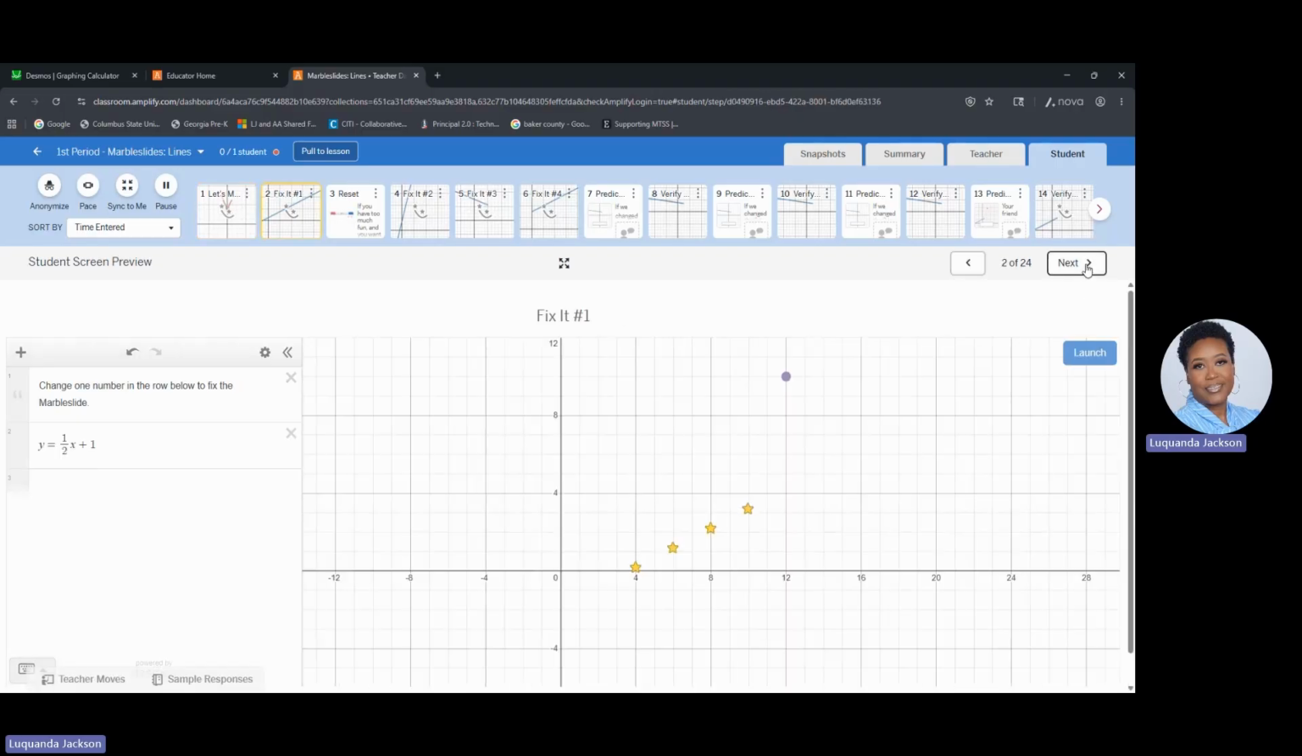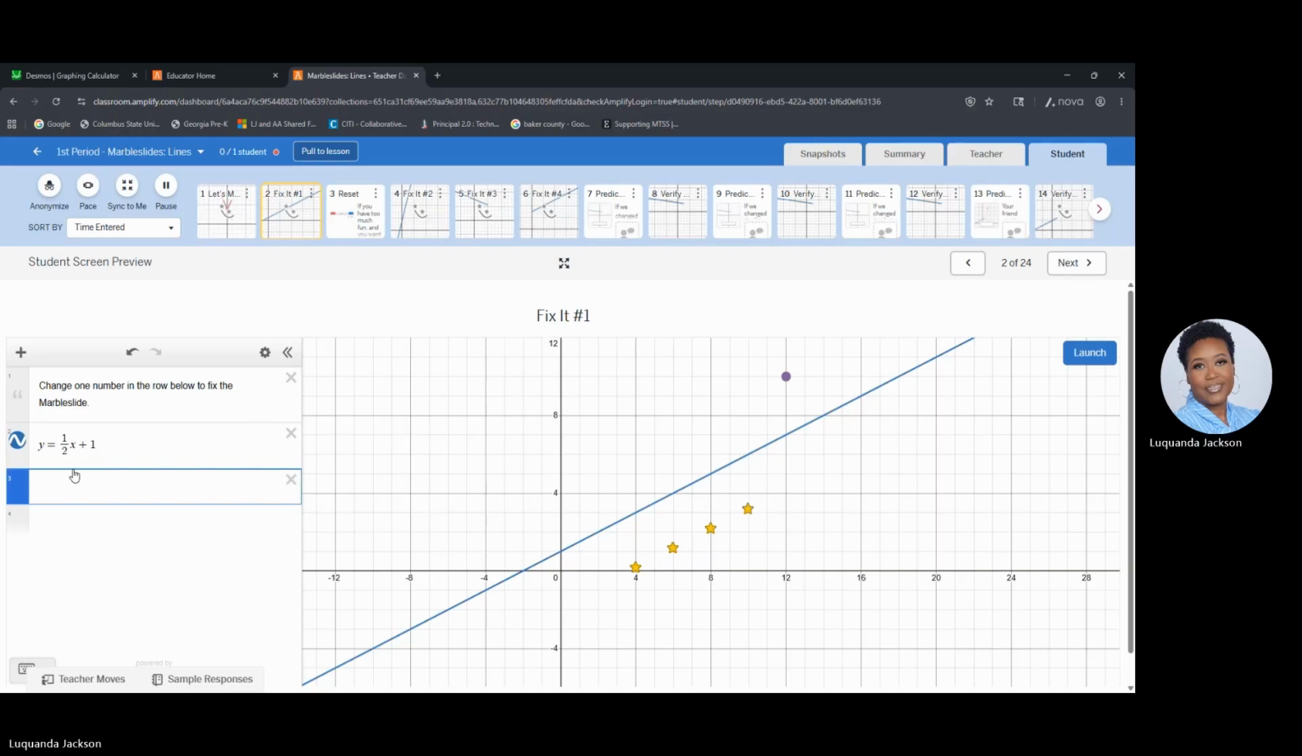Now, when you go to the next one, there's actually a line. So you're given an equation, but you must change the equation, which means you may have to change the slope, you may have to change the y-intercept in order for this marble to now be able to hit all those stars. As you can see, this line that this equation represents is not where it's going to hit these stars and hit the target. So I'm going to have to go in here and change some things up. So let's do it.